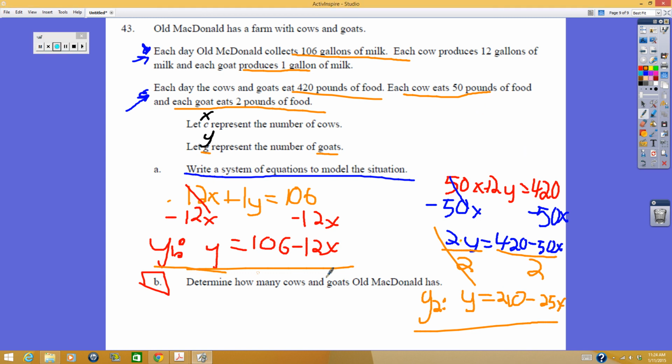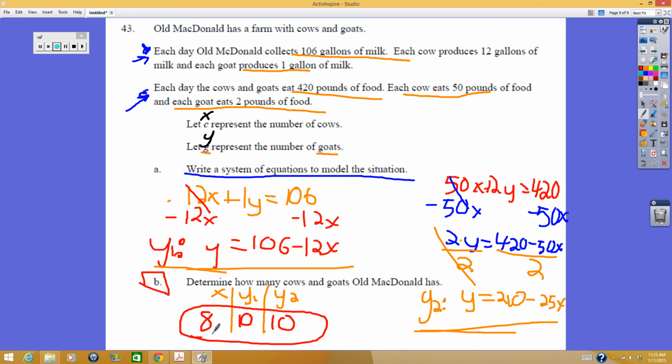When you put this into y1 and this into y2, and you go to the second graph, you're looking for the point where you have the same y value on both sides. That's going to give you your answer. And when I did it on my calculator, when x was 8, y1 and y2 were both 10. So I know that is my answer.